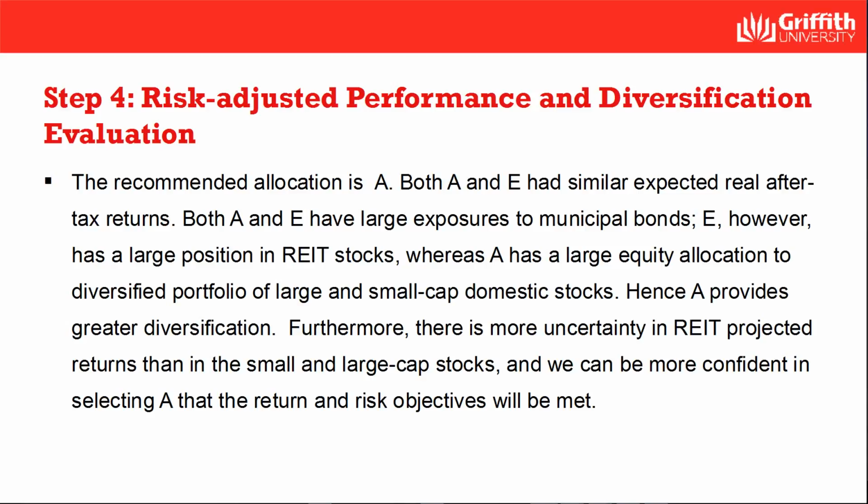E, however, has a large position in real estate investment trust stocks, whereas A has large equity allocation to diversified portfolios of large and small cap domestic stocks. Hence, A provides greater diversification. Furthermore, there is more uncertainty in real estate investment trust projected returns than in the small and large cap stocks, and we can be more confident in selecting A that the return and risk objectives will be met.